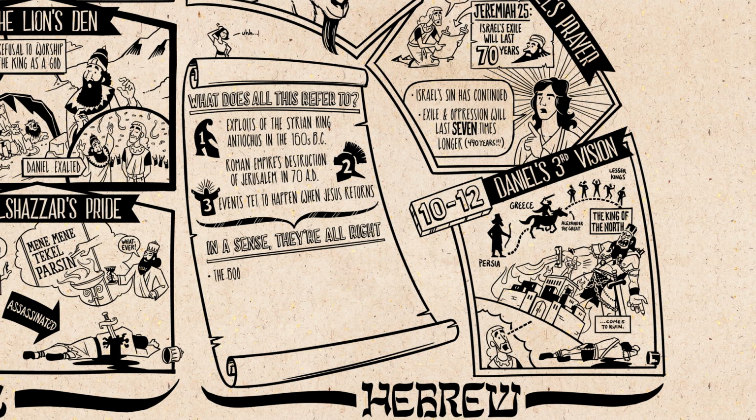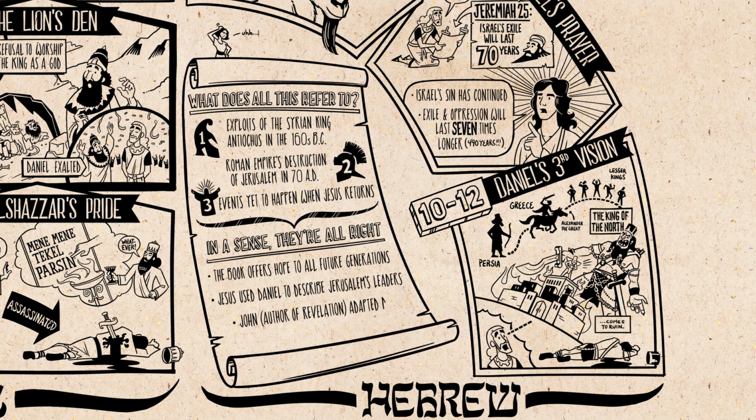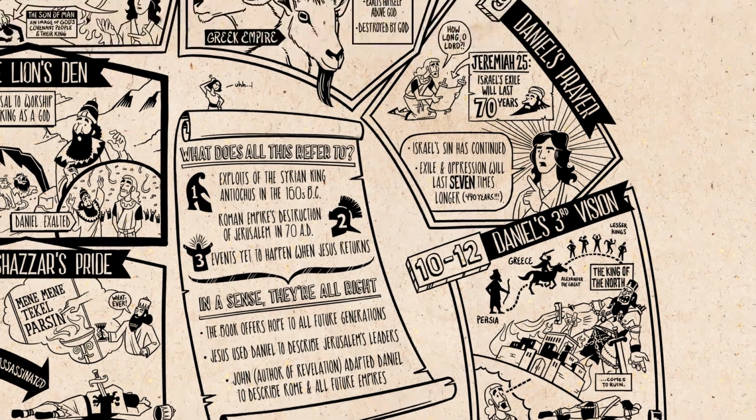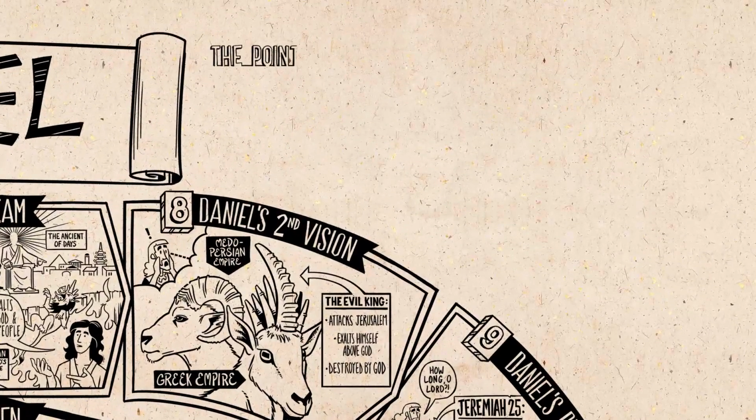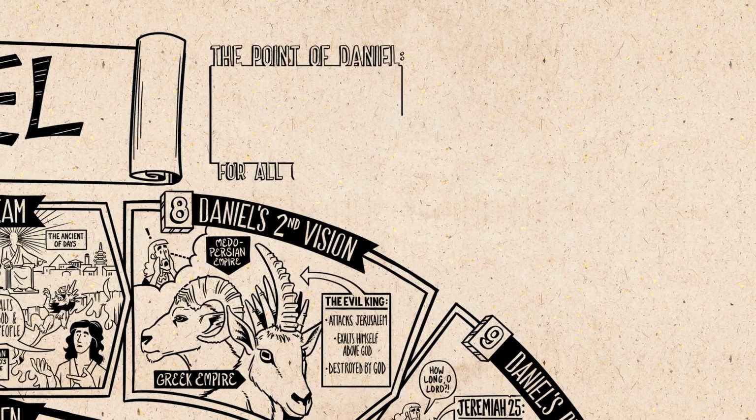The book of Daniel has been designed to offer hope to all future generations of God's people. It did so in the days of Antiochus's empire, and it has ever since. This is why Jesus could use imagery from Daniel to describe and confront the oppressive leaders he confronted in Jerusalem. This is why John, the visionary who wrote the Revelation, could adapt Daniel's visions and apply them to Rome of his day and also all future oppressive empires. And so the point of Daniel is that all generations of readers can find here a pattern and a promise.